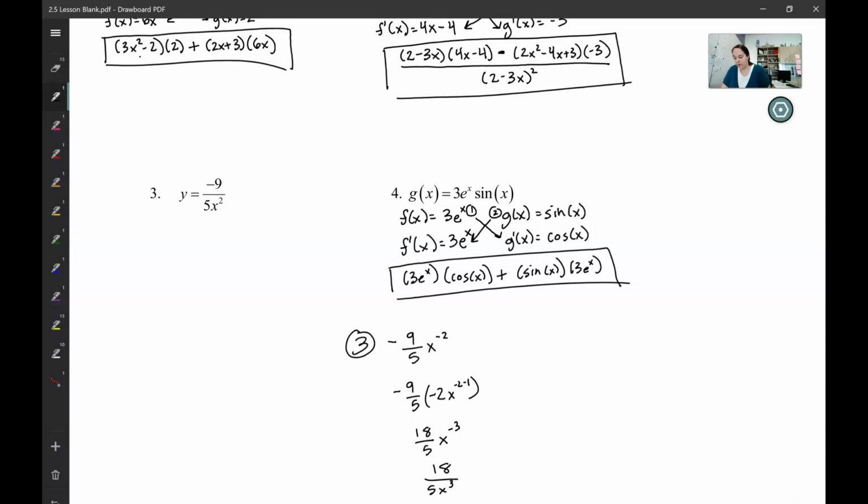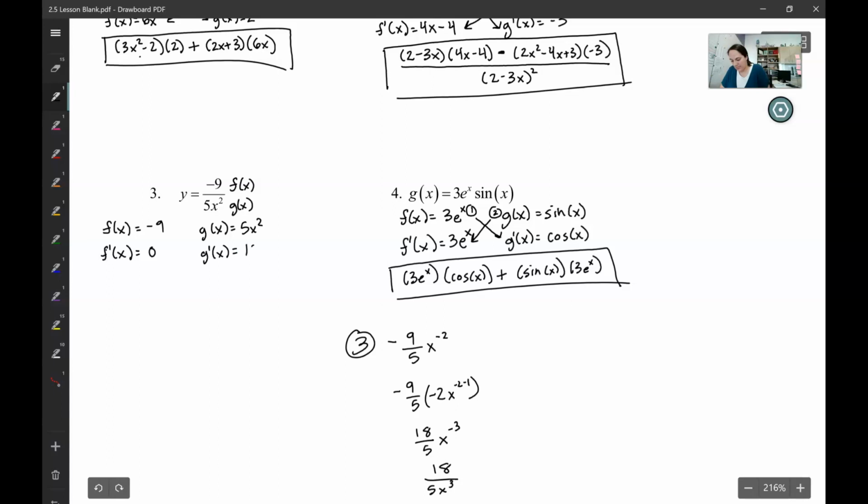Now we're going to do it right here using the quotient rule. And you'll see that you actually get the same answer. So we're going to make our grid again. F of x is going to be negative 9. So that means f prime of x is going to be 0. G of x is 5x squared. So g prime of x is going to be 10x. Bring the 2 down and then minus 1. And now we do our grid.